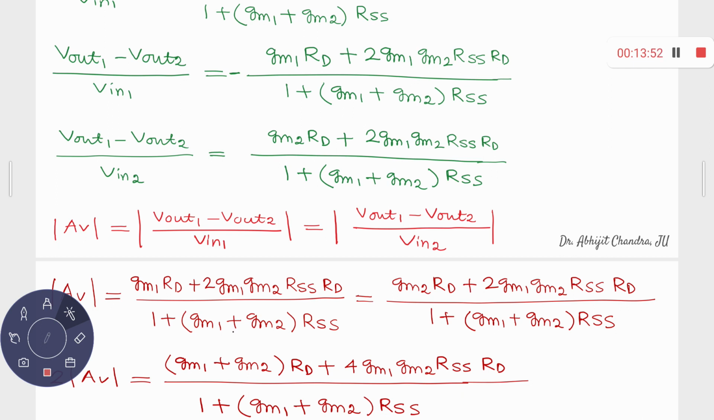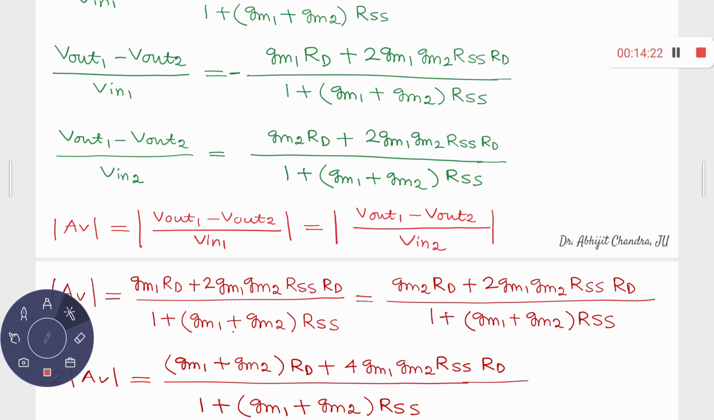I am just mentioning the mod, modulus. Here you have GM2, here you have GM1, so this GM1 is replaced by GM2. Whenever you find GM1, that should be replaced by GM2 because it is calculated with respect to V in 2. That's why. I'm coming to that. This is equal to this.